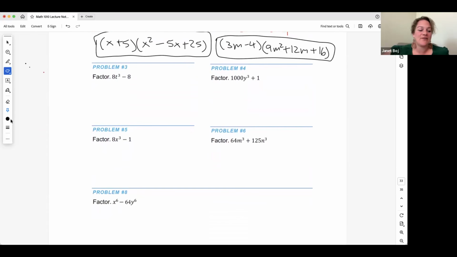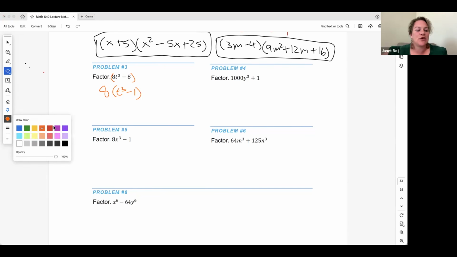Is there something I can factor out? Yes, you can factor out an 8. Factor out the GCF first, or it won't be considered fully factored. So I can take out the 8, and I'm left with t cubed minus 1. When I take out that 8, I'm dividing each term by 8. 8t cubed divided by 8 is t cubed. 8 divided by 8 is 1.